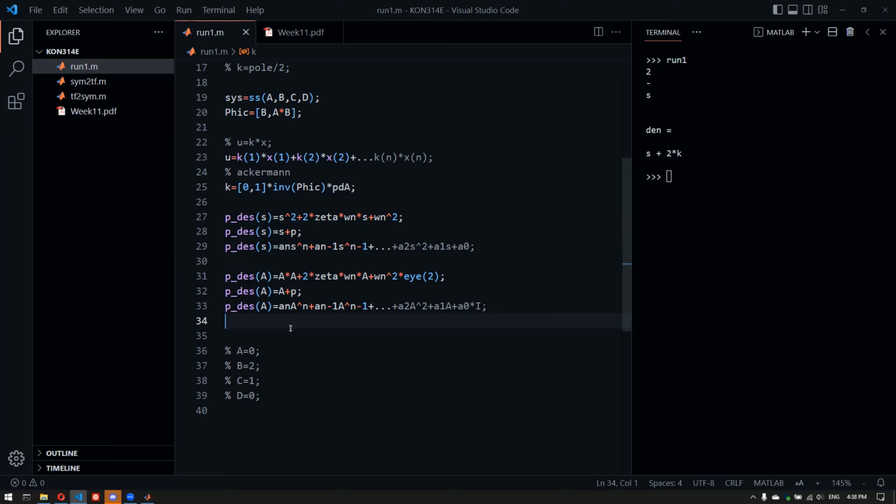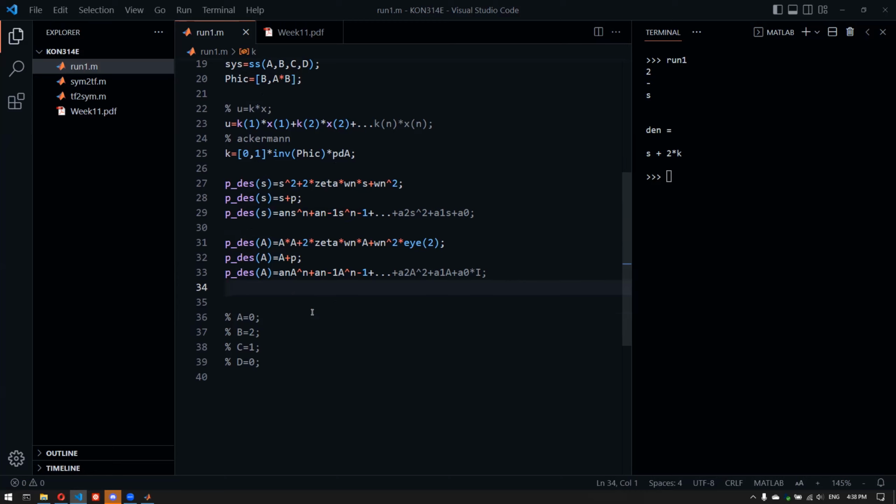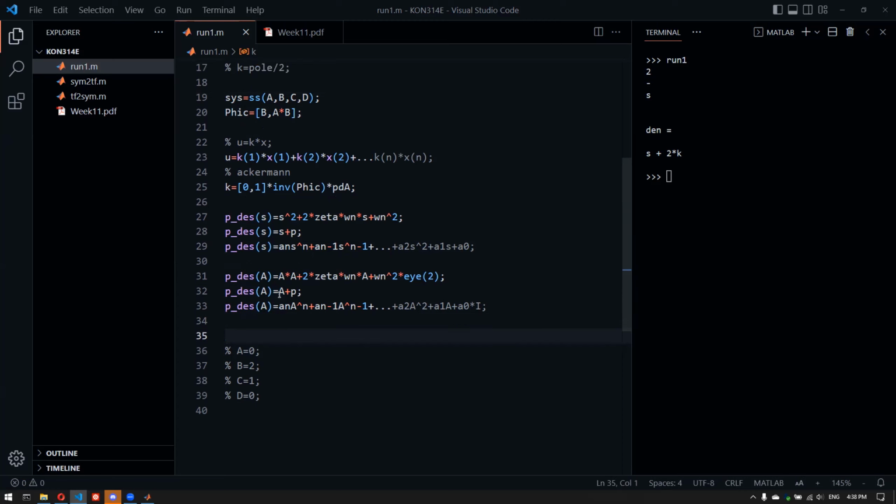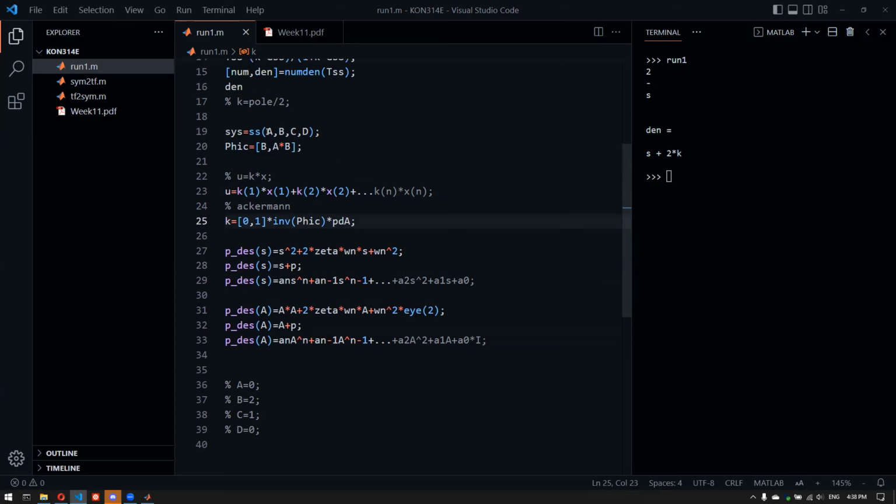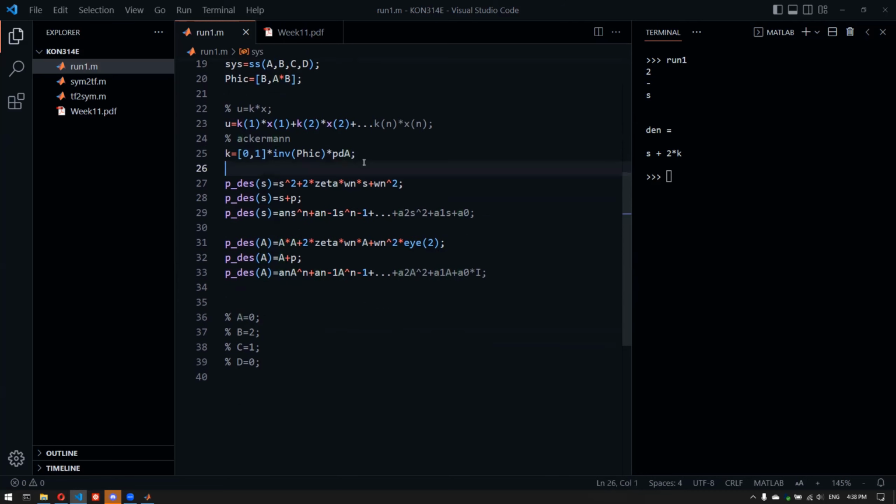But it takes quite some time to understand and to cover. We're not going to do that, because the Ackerman formula is well established and we're going to use it here. So we're using the desired polynomial and substituting in the A matrix of our system under consideration. That will give us the controller. This is the formula that we use, but we can also do it manually. But I highly suggest you use the Ackerman formula.